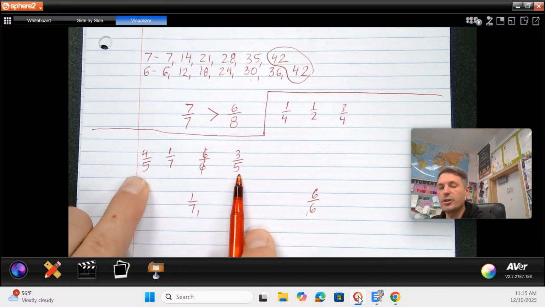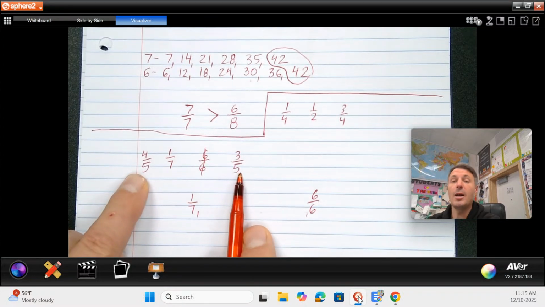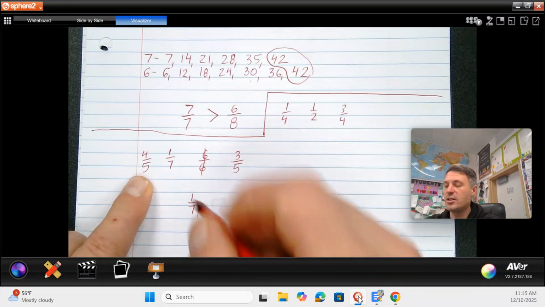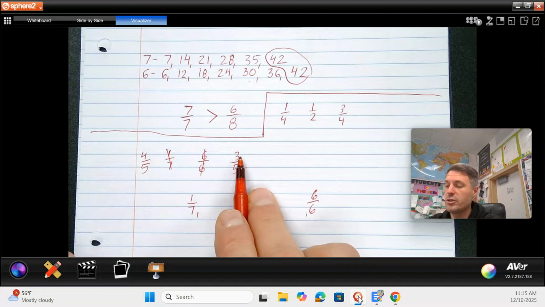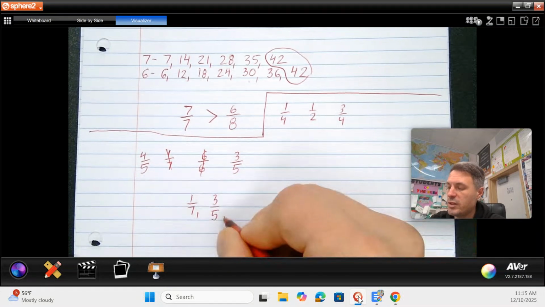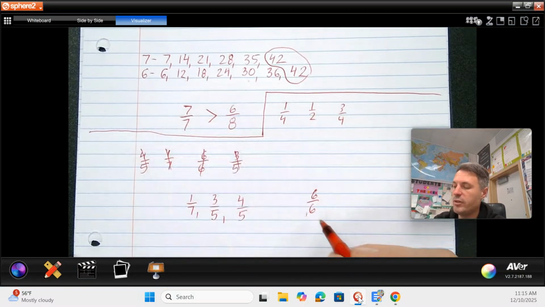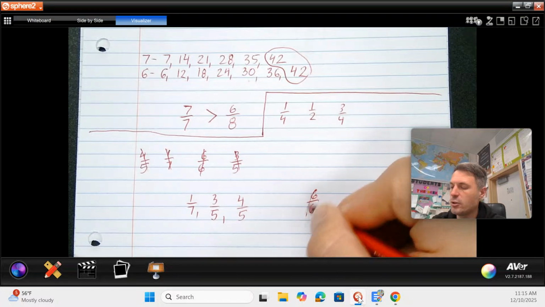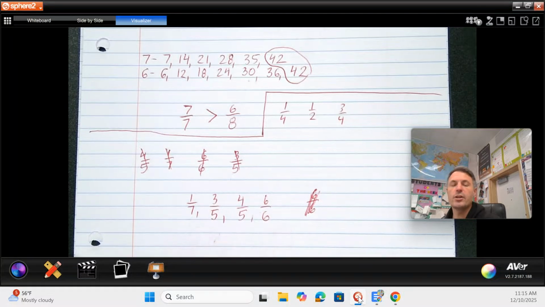And now these two fractions are actually easy to compare because they already have common denominators. Since they both have 5 as their denominator, we can just compare the numerators. Since 3 is less than 4, 3/5 is smaller than 4/5, and 4/5 is bigger than 3/5, but obviously less than 6/6. And since I wrote it so far over here, I'm just going to write it here instead. So that's how we would put those fractions in order from least to greatest.